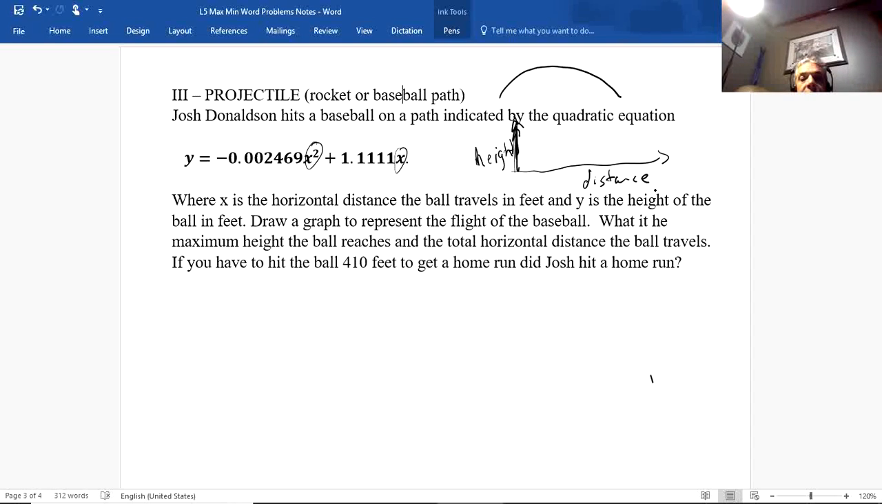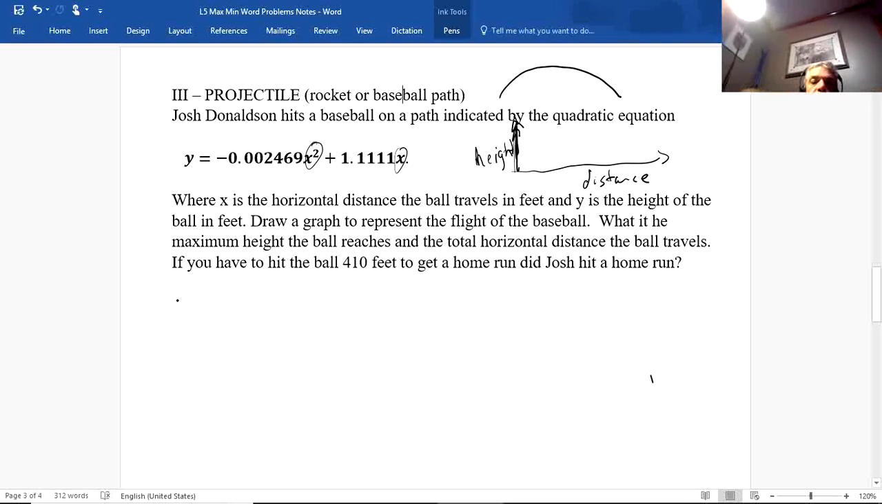So in order to graph it, I want to get the roots and I want to get the vertex. And once I have the roots and vertex, I'm good to go. I could somehow try to figure out the step value using this, but it would be pretty ridiculous, okay?